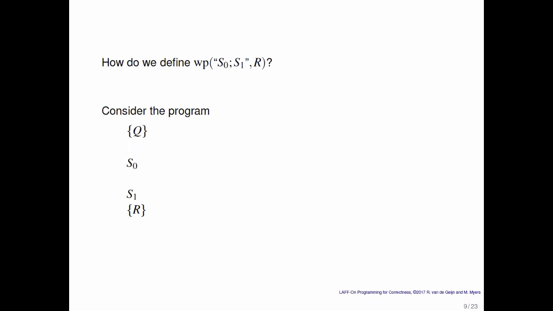Well, let's think about this for a second. Let's consider the program where we have them written above each other. What do we know? Well, we know that if we want to end up in a state where R is true, then just before S1 is executed, the weakest precondition of S1 leaving you in a state where R is true must be true. S0 has to leave you in a state where that weakest precondition is true. So what does that mean? Well, that means that before S0 is executed, the weakest precondition of S0, leaving you in a state where the weakest precondition of S1 is leaving you in a state where R must be true.